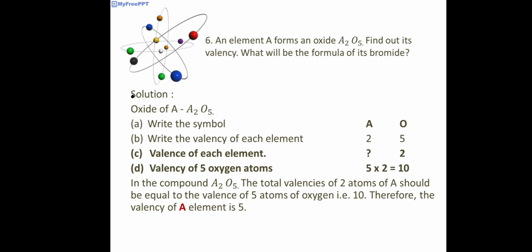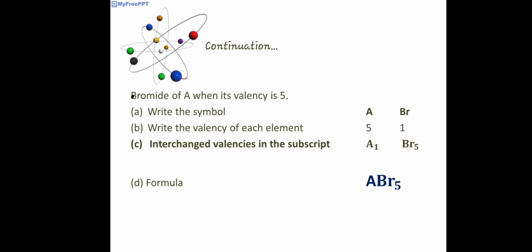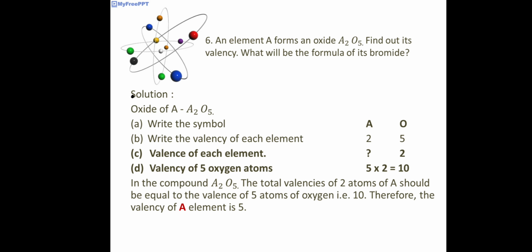We will be making the chemical formula for bromide. So, continuation of it, bromide of A when its valency is 5. So, let's now write the symbol A and bromine. So, write the valency of each element. So, we have 5 and 1. Okay, so interchange the valency as subscript. We have A1 and bromine 5. So, the formula will be ABr5. So, ignore the 1, right? So, that's it. So, that is the continuation of this part.